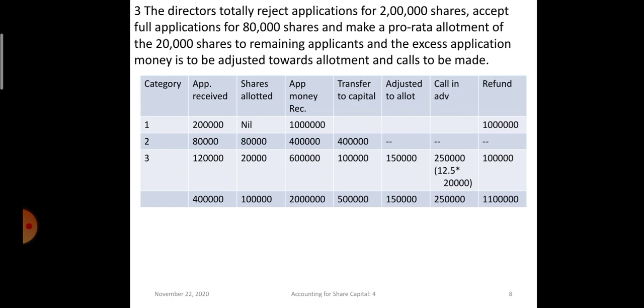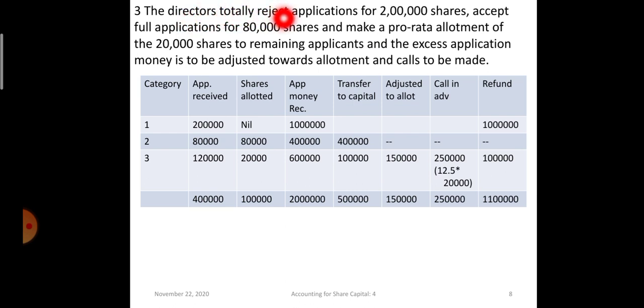Now see, read this point. In the previous case, pro rata allotment was done, but the question didn't say what we have to do with the excess application money. So it was adjusted towards allotment only and the balance amount was refunded. Here, read it carefully.